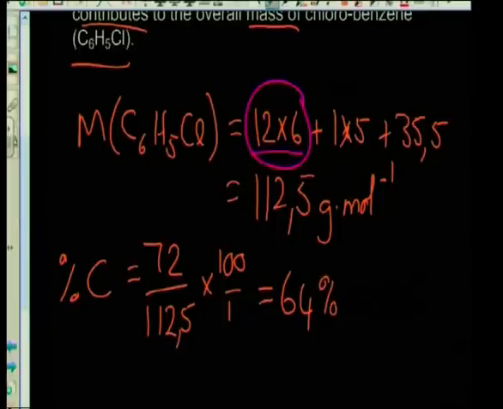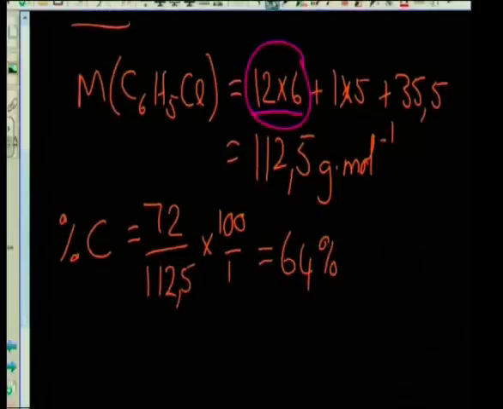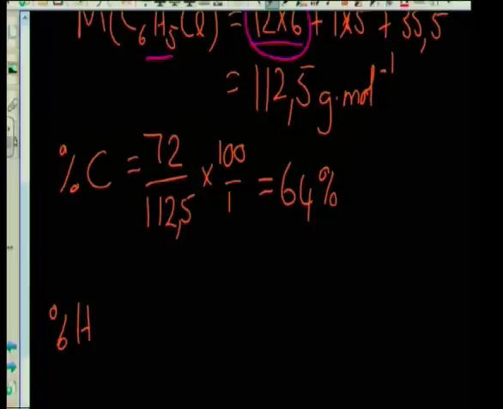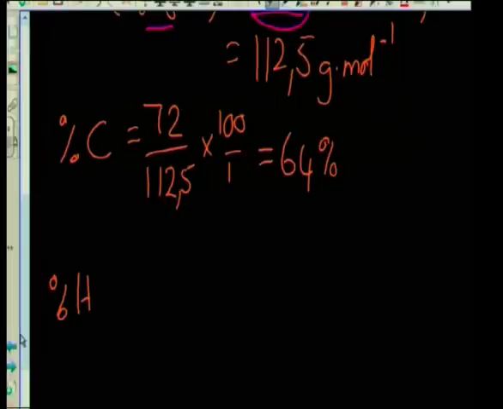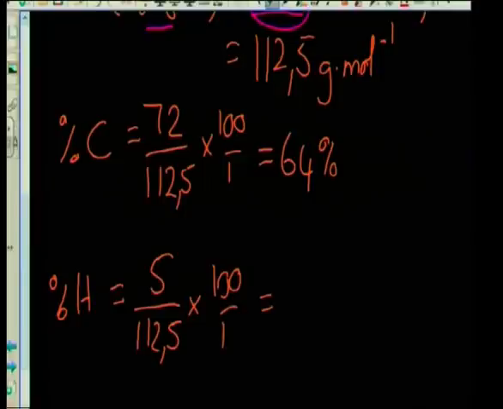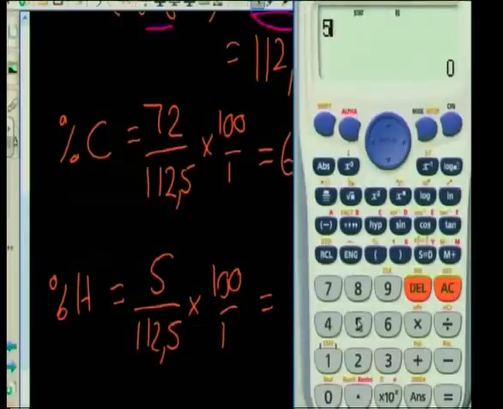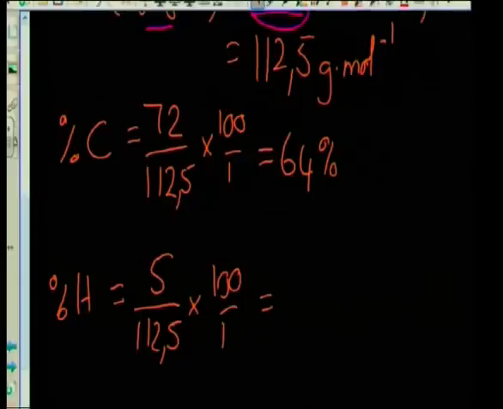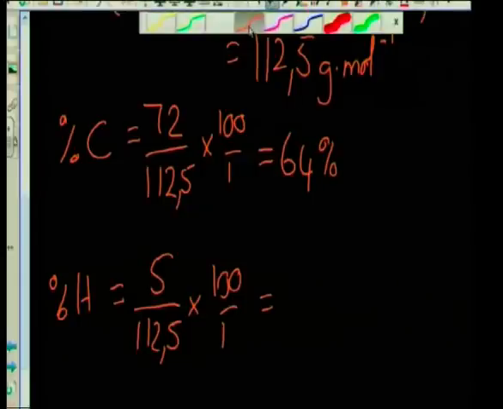Next, the part of the molecule that we want to look at is the contribution that hydrogen makes. So the percentage of hydrogen is going to be 1 times 5, which is 5, and it's going to be 5 out of 112,5 multiplied by 100 over 1. Let's work out what that percentage is. Clear the calculator. 5 divided by 112,5 times 100 equals 4,44%. So we're going to write that down.